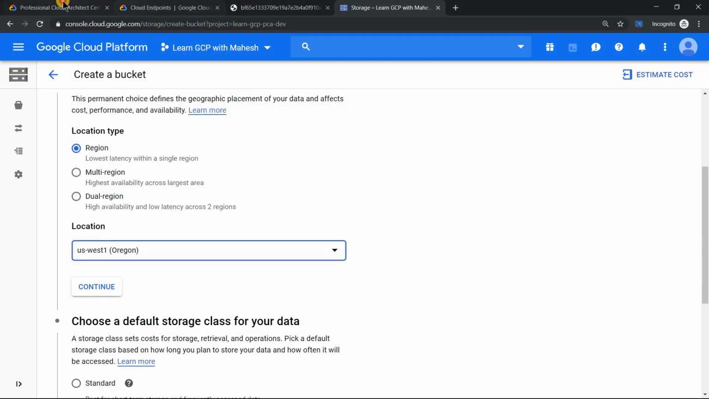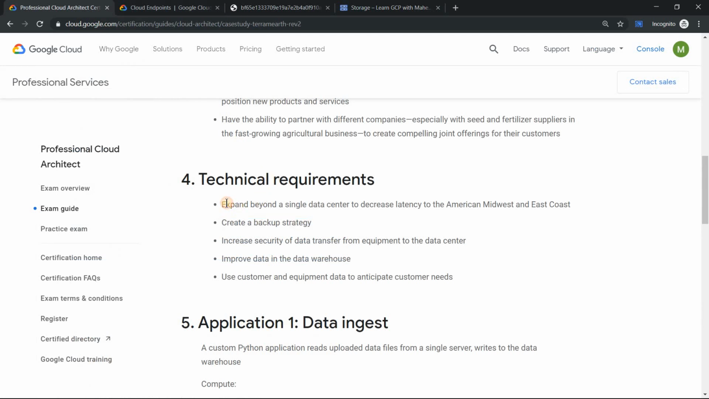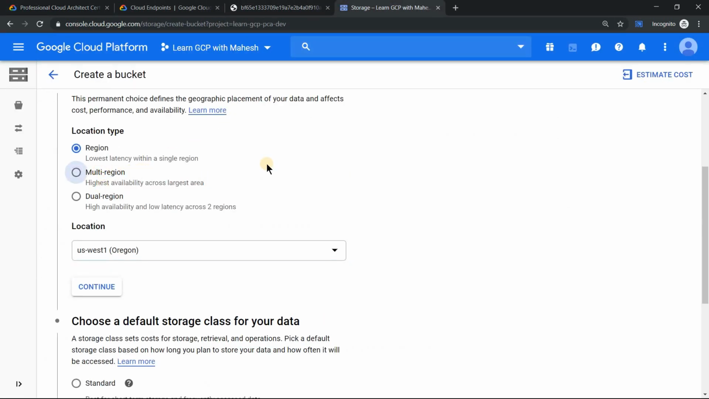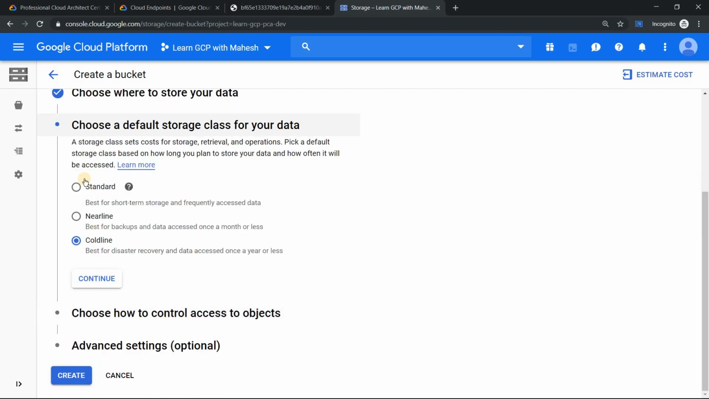But if you see, the requirement says that they want to expand beyond it. So this is for the production part. So if you still want to be on the safer side, a multi-regional option where you select US would be a choice. And the most important thing is, because it's a DR, the storage has to be either nearline or coldline based on the requirement. So it has to be only these two. It cannot be multi-regional or regional. So that's something which you need to keep in mind.